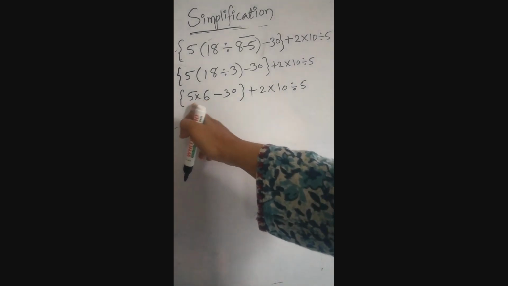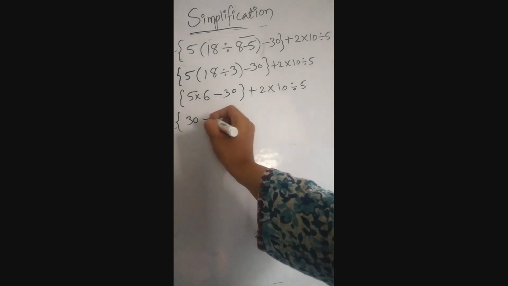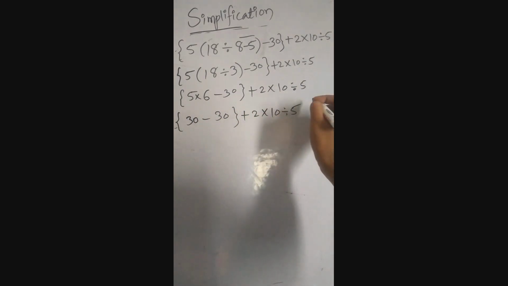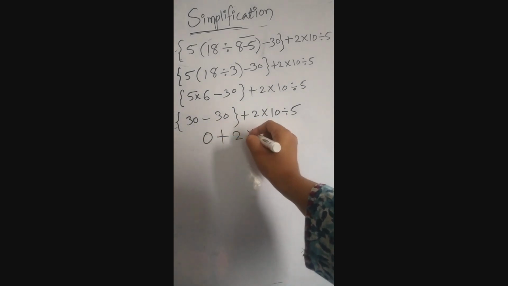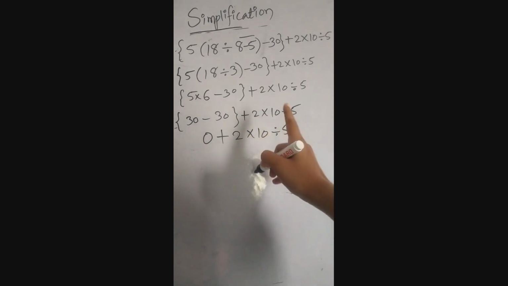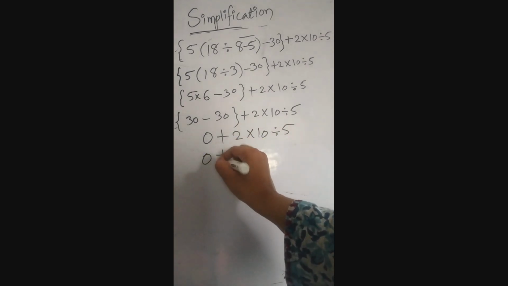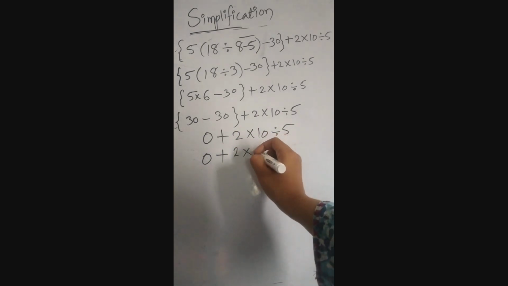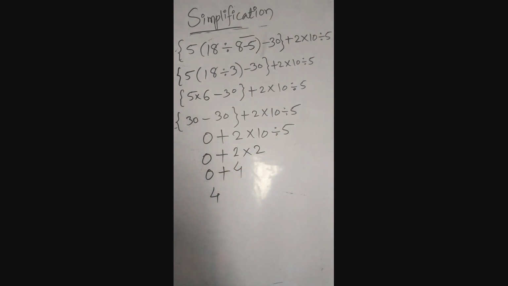Then next we will solve this bracket. First we will solve the multiplication. 5 sixes are 30, minus 30 plus 2 into 10 divided by 5. 30 minus 30 will be 0 plus 2 into 10 divided by 5. Now we will go for the multiplication and division. In that we will solve division first. 2 into 10 divided by 5 will be 4. Then 0 plus 4. So the final answer is what? 4.